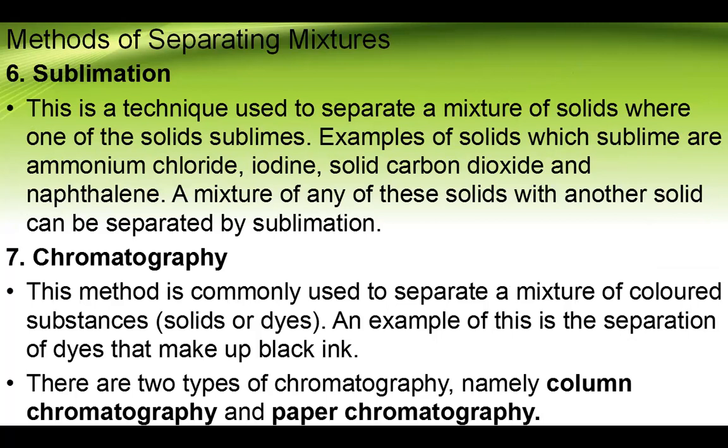The seventh one is chromatography. This is the method used to separate a mixture of colored substances. For example, the separation of the dyes that make up black ink. There are mainly two types of chromatography, column chromatography and paper chromatography. They all work on the same principle.